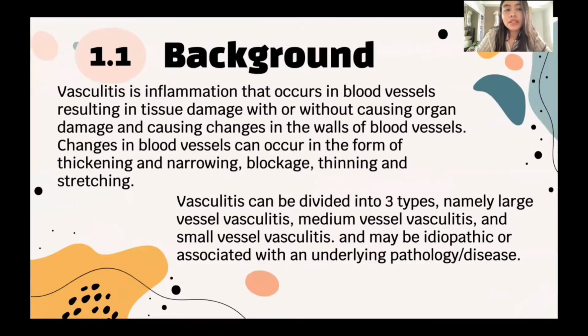So the background of vasculitis: vasculitis is an inflammation that occurs in blood vessels, resulting in tissue damage with or without causing organ damage. Vasculitis itself causes changes in the walls of blood vessels. It can occur as thickening and narrowing, blockage, tightening, and stretching of the blood vessel. Vasculitis can be divided into three types, namely large vessel vasculitis, medium vessel vasculitis, and small vessel vasculitis, and may be idiopathic or associated with underlying pathology or disease.